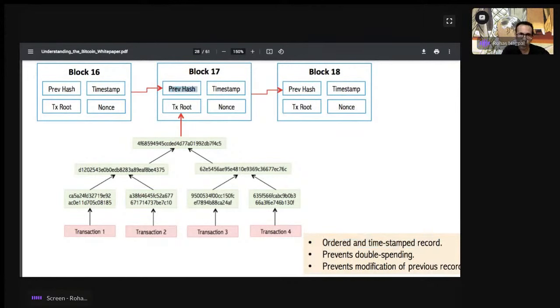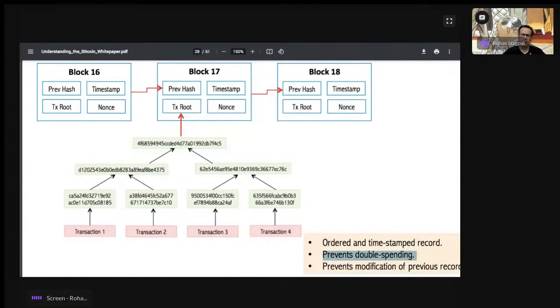And if somebody was to try to alter this data, block 17 would immediately realize that something is wrong. So the blockchain would be able to detect that there is some kind of an attack or some kind of a fake entry which is happening. And that is why we say a blockchain prevents double spending.